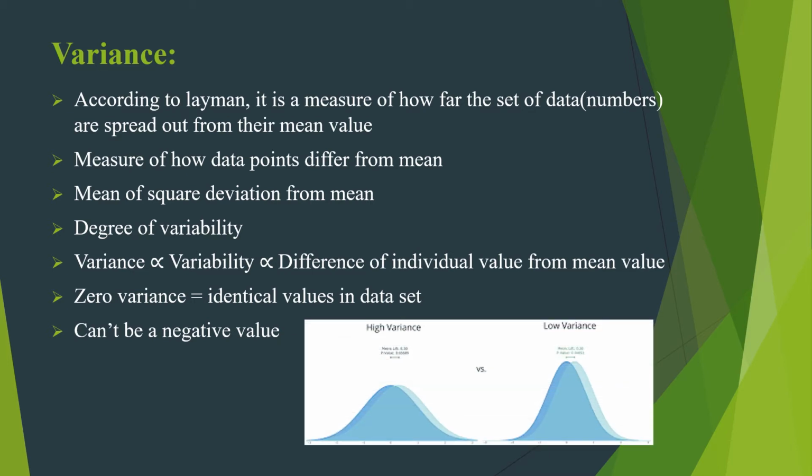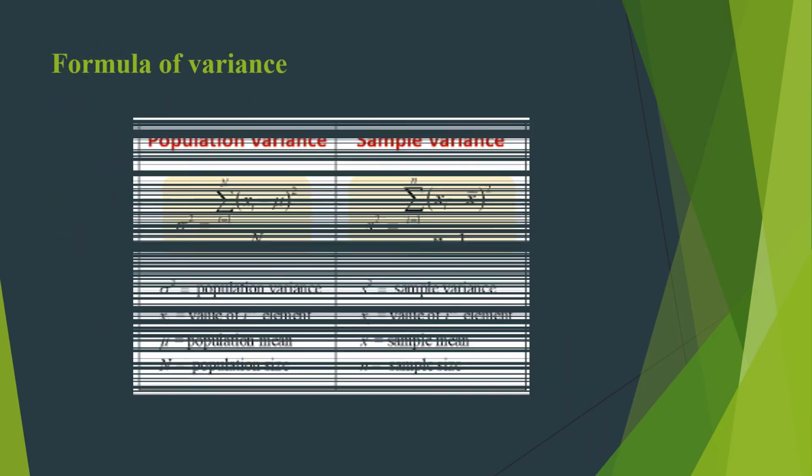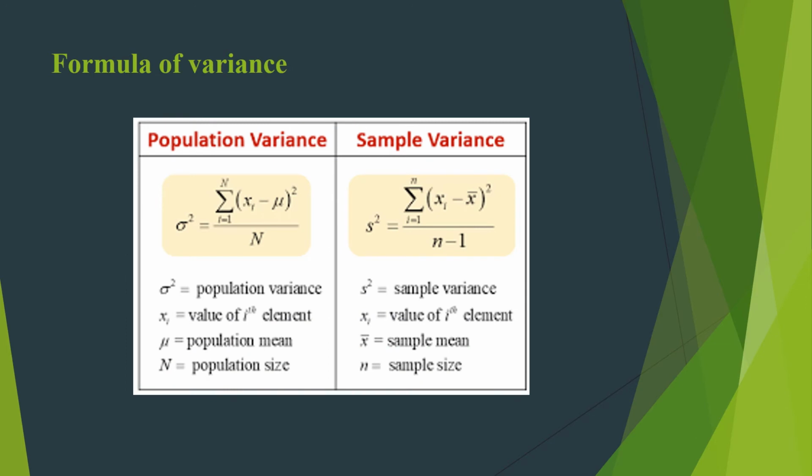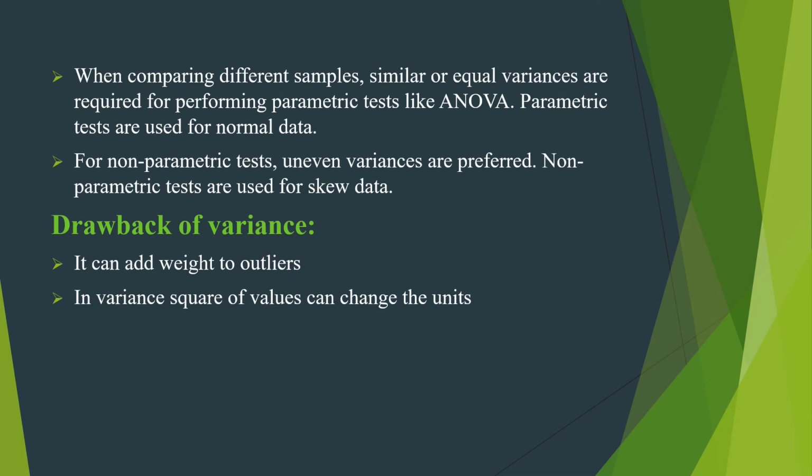There's a graphical representation showing high variance and low variance. Formula of variance: population variance formula and sample variance formula. When comparing different samples, similar or equal variances are required for performing parametric tests like ANOVA. Parametric tests are used for normal data. For non-parametric tests, uneven variances are preferred. Non-parametric tests are used for skewed data.